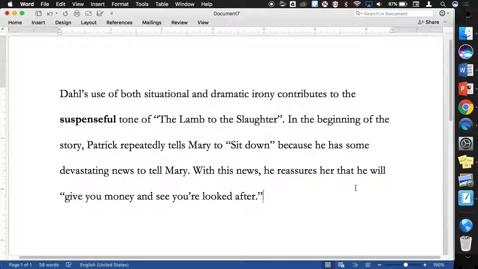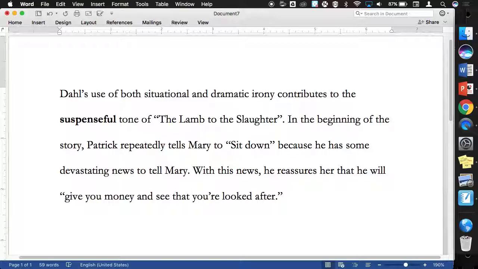I was going to ask, because I'm writing this as it shows up in the story, give you money and see you're looked after. What would be a better way to phrase it? So you said add the word that, and you want that after between looked? Like right here? No, I'm sorry, before your. See that. Anyone know what you do when you change a quote?